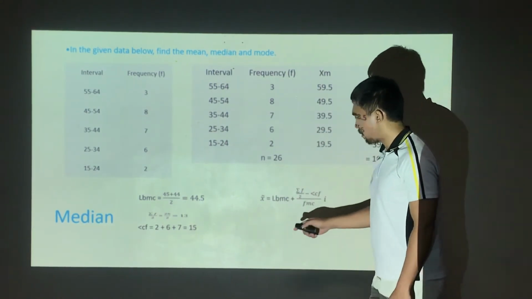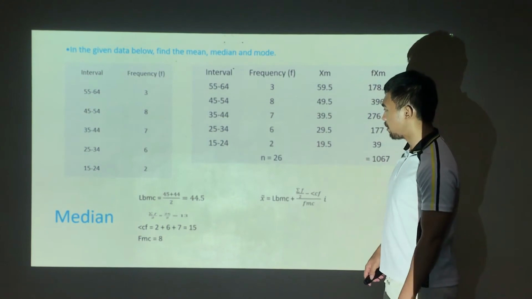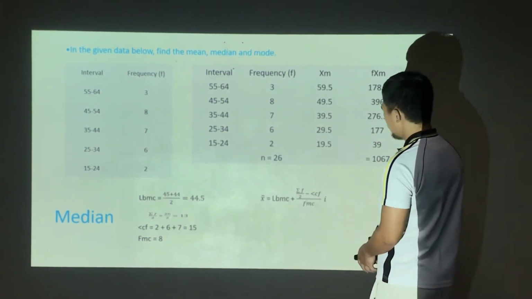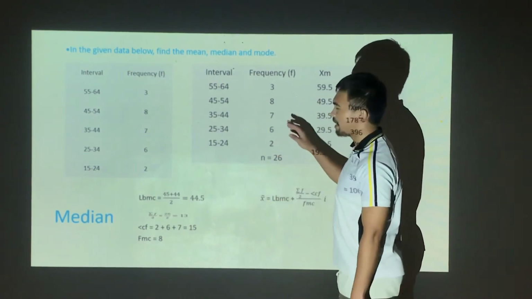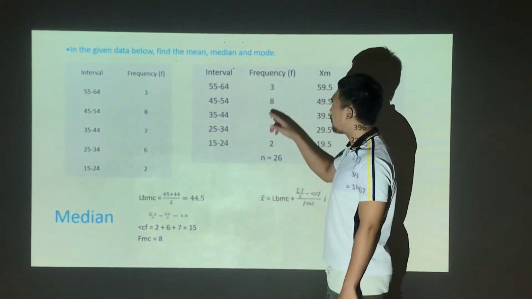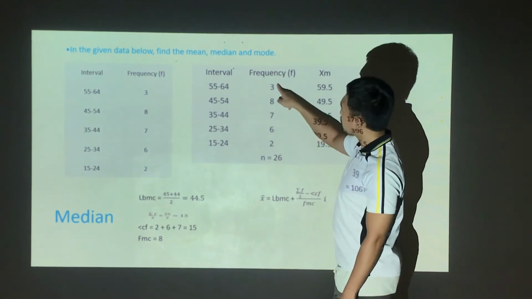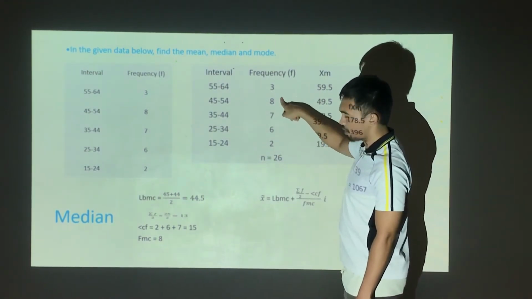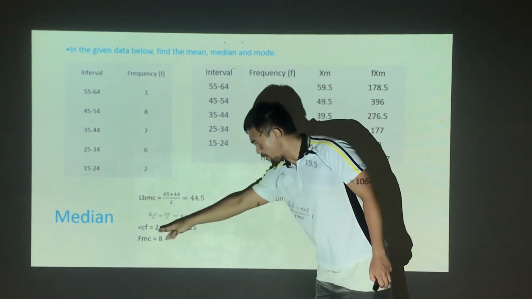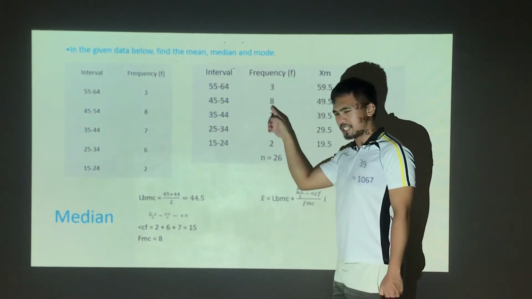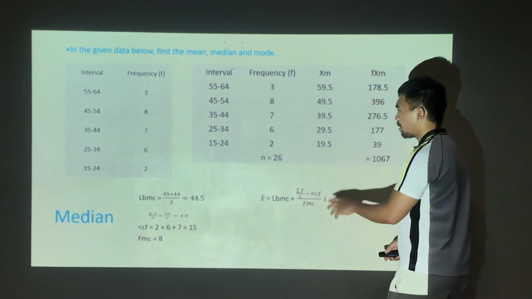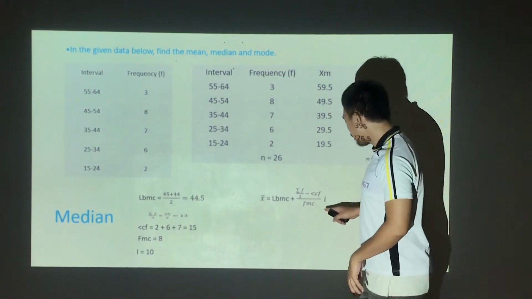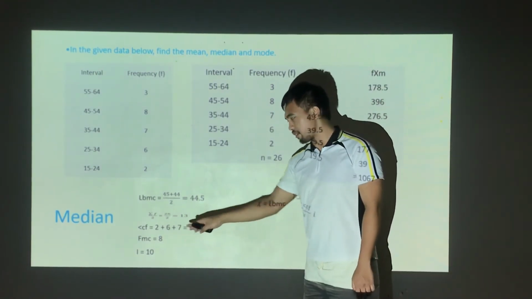So we have our cumulative frequency already, and now for our FMC. What is FMC? FMC means the greatest digit in our given frequency. If you look at these sets of numbers, there is no number greater than 8. That is why our FMC is 8, because this is the greatest number in our given frequency. And the last thing to look for is our interval.